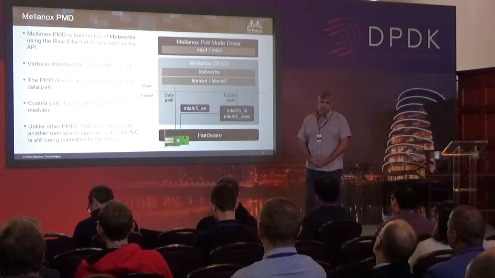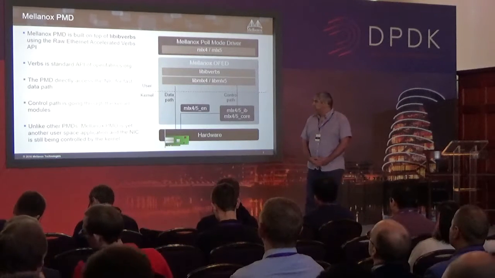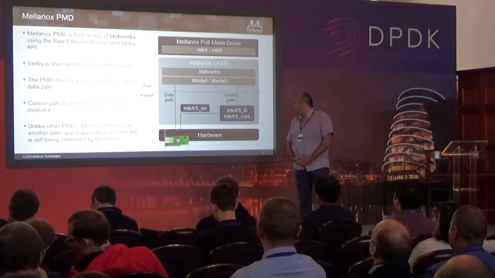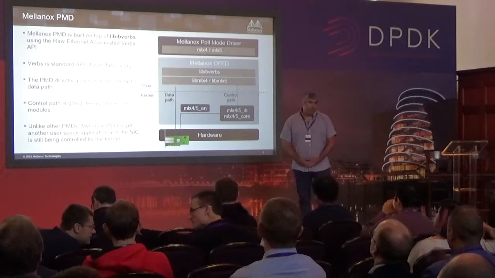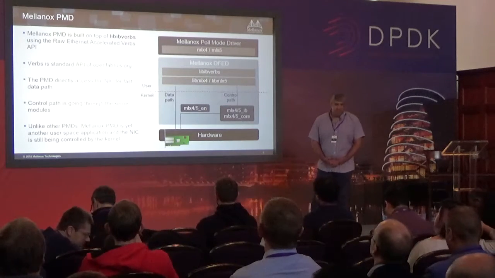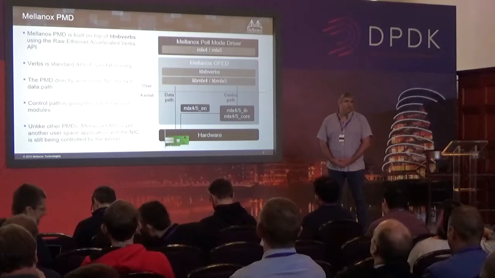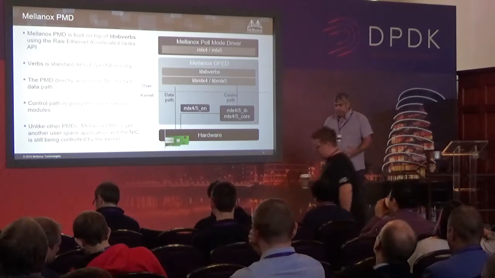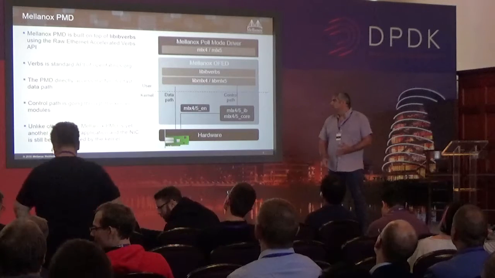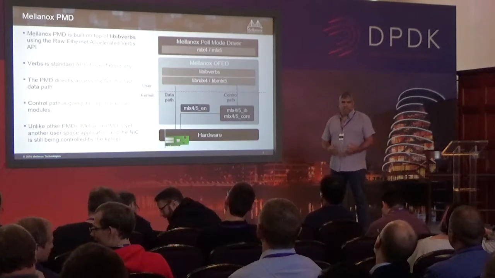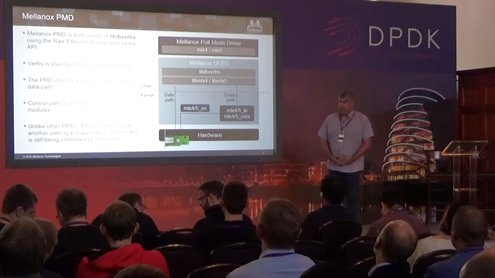It's the RDMA library, and it has two parts: the fast path, the data path, and the control path, sorry. All the data path is done directly from the user space to the memory, without any kernel involvement, and all the control path is done through the kernel. So this is a generic API that works, and we make use of all the kernel code. It's kind of a split driver for PMD.